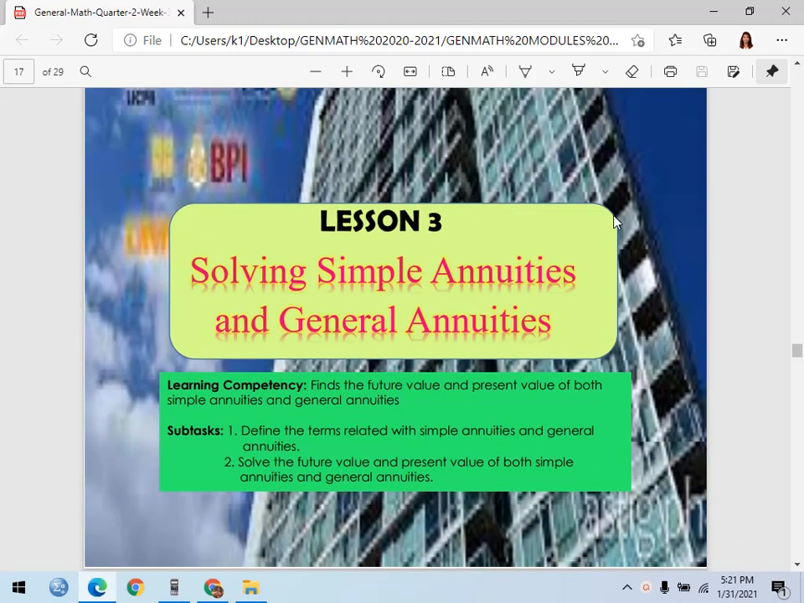For the last part of GenMath Quarter 2, Week 3, we're going to have lesson number 3, which is about solving simple annuities and general annuities. In this lesson, we're going to define the terms related with simple annuities and general annuities and solve the future value and present value of both simple annuity and general annuities.